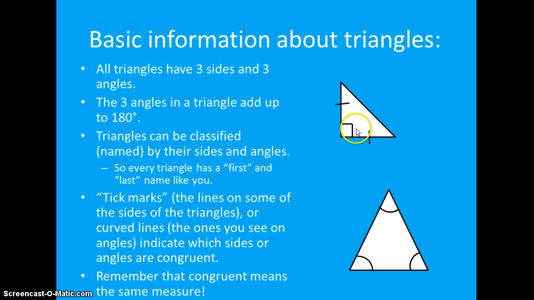So you can see on this triangle here, it has these little tick marks or lines. That means that this side and this side are equal to each other or have the same degree measure. These curved lines on the angles tell us that these 3 angles in the triangle have the exact same degree measure. That would mean that those 3 angles are congruent. These 2 sides of the triangle are congruent.